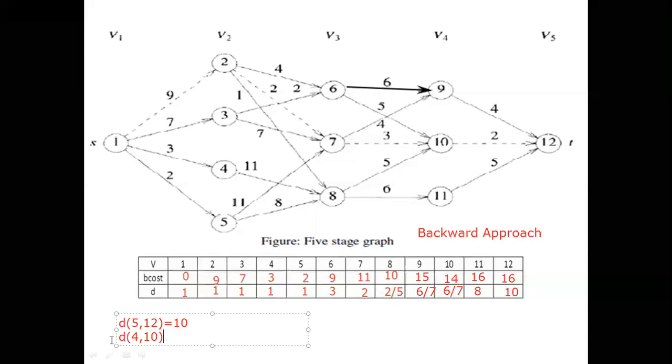4, 10. D of 4, 10. 10, what is the value? 6 or 7, right? Any value you can take. I will take it as 6 here. What is the next value? D of, which is the stage? Its previous, 3 comma, this 6 I should write, right? This 6. What is the stage? 6. What is the value? It is 3, right? I should write it as 3.